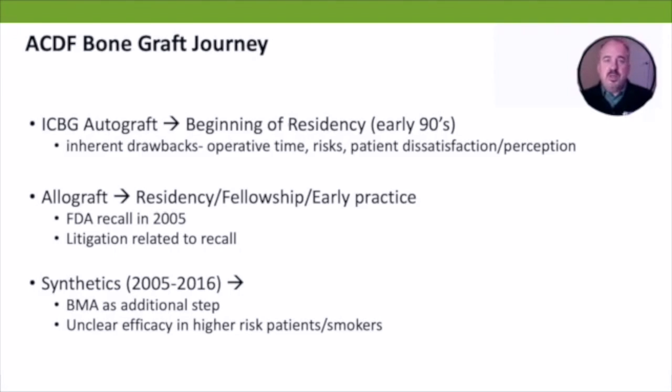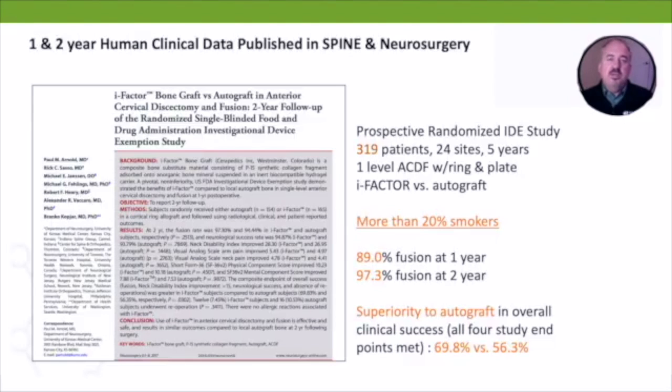From that point on, I no longer wanted to use human-derived tissue. I started using synthetic bone grafts in 2005. This did require an additional step to obtain bone marrow aspirate, and I was reluctant to use this in higher risk patients such as smokers due to lack of evidence in this group. In 2016 and 18, the iFactor IDE study results were published in Spine and Neurosurgery.